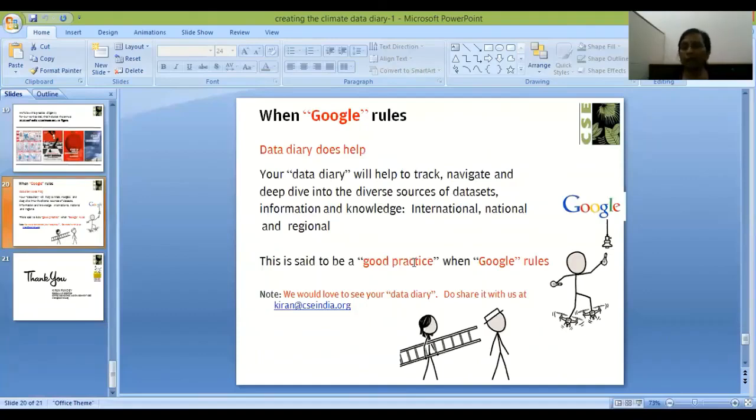I know most of us actually depend on Google for all our information and data requirements. But when all of us depend on Mr. Google or Miss Googly, a data diary is a tool that is a must when we are all drowning under data deluge or information overload. A customized data diary that you will create will definitely help you to track, navigate, and deep dive into the diverse sources of data sets, information, and knowledge that is international, national, and regional as well. Believe me, this is actually a good practice when Google rules.